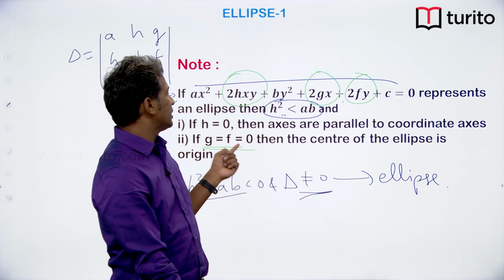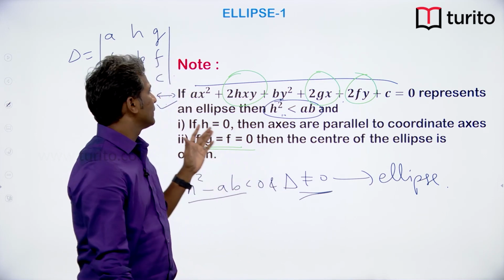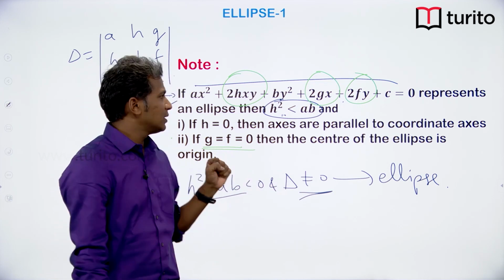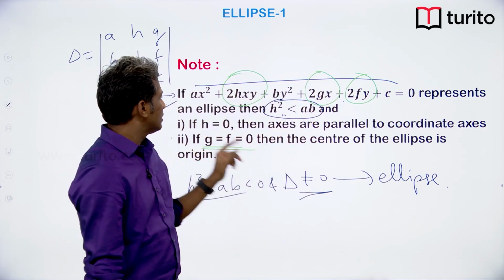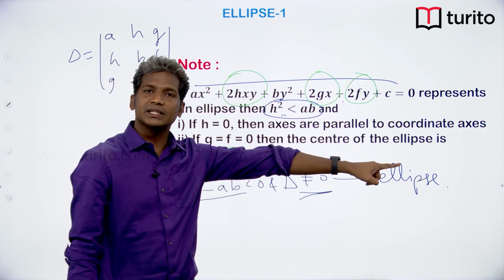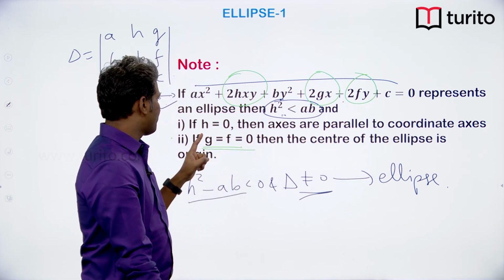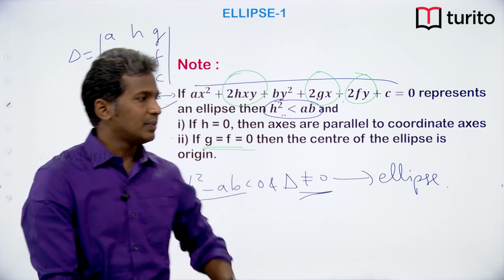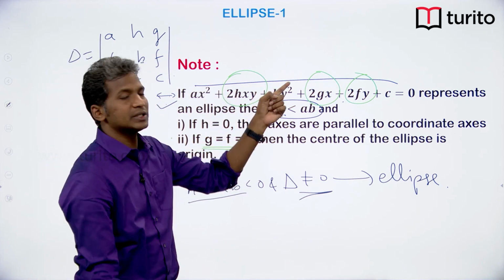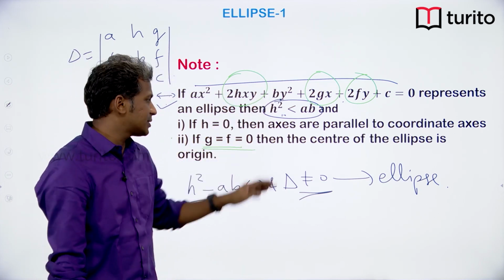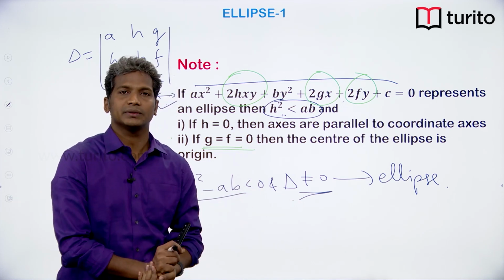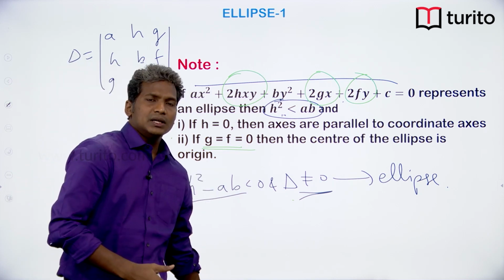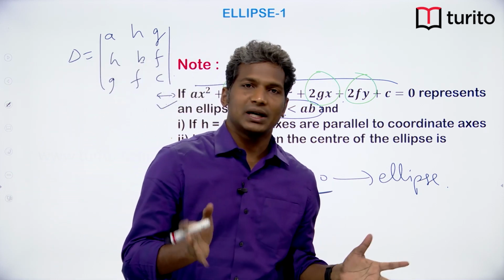In fact, these two statements are true for a hyperbola also. So if it represents a hyperbola, then if h is 0, the axes are parallel to the coordinate axes. If g and f are 0, then that means the center is the origin. But all these are valid only if it represents an ellipse. For that to represent an ellipse, these two conditions must be satisfied. So quickly take a note of this, then we will start solving some problems on these basic ideas.